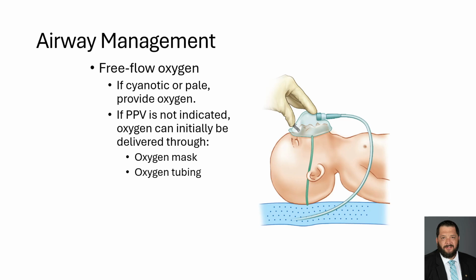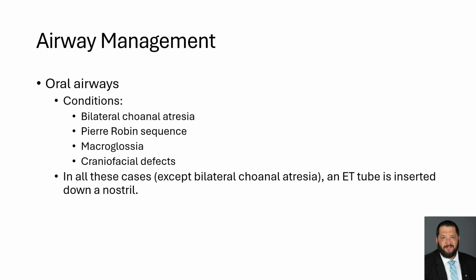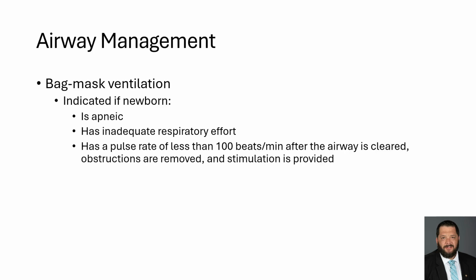Free flow oxygen: if cyanotic or pale, provide oxygen after the first 60 seconds, not in the first 60 seconds. If positive pressure ventilation is not indicated, oxygen can initially be delivered through an oxygen mask, oxygen tubing, or blow-by. You may need to consider the use of oral airways, but be aware of things like macroglossia, craniofacial defects, choanal atresia. In all of these, you're going to use an ET tube down a nostril instead of the mouth, with the exception of choanal atresia.